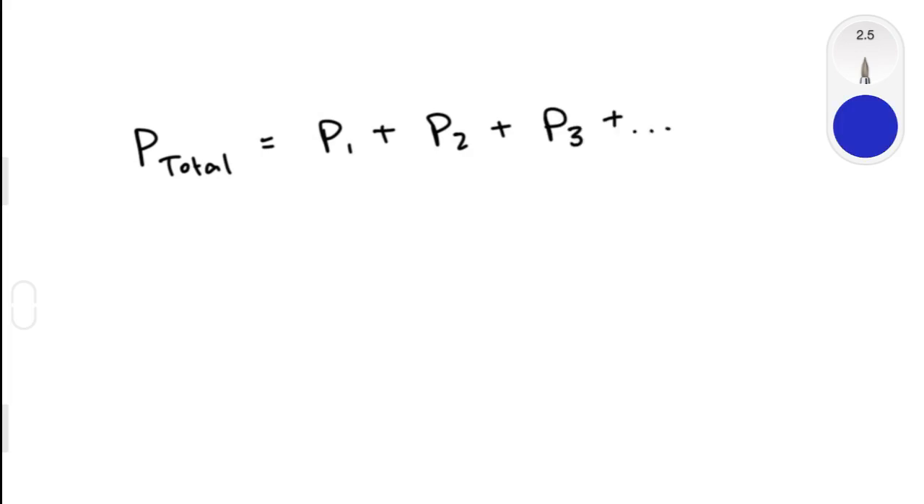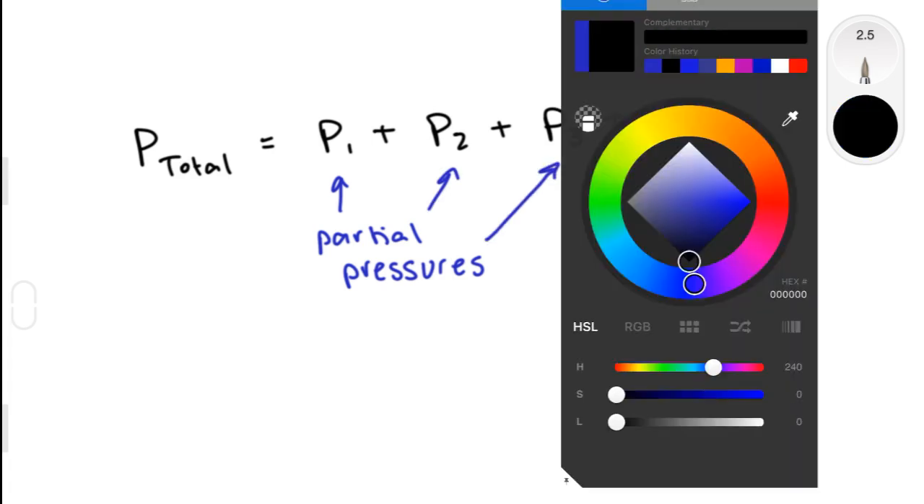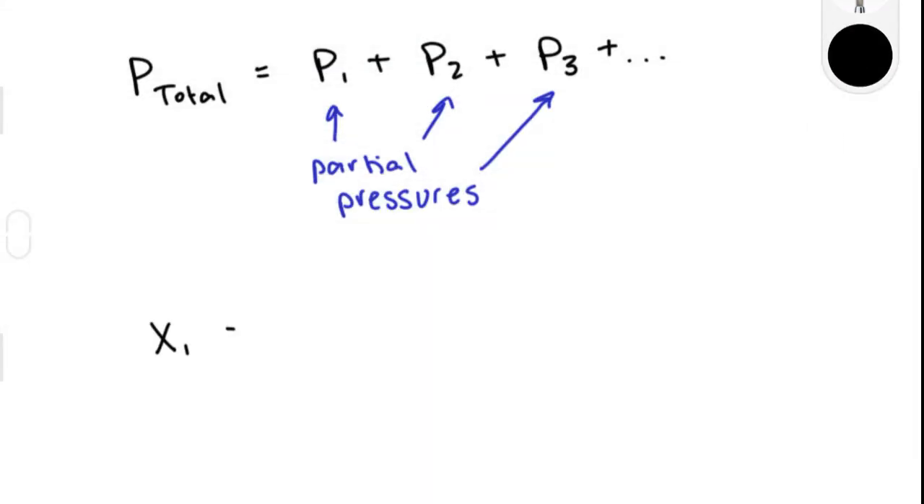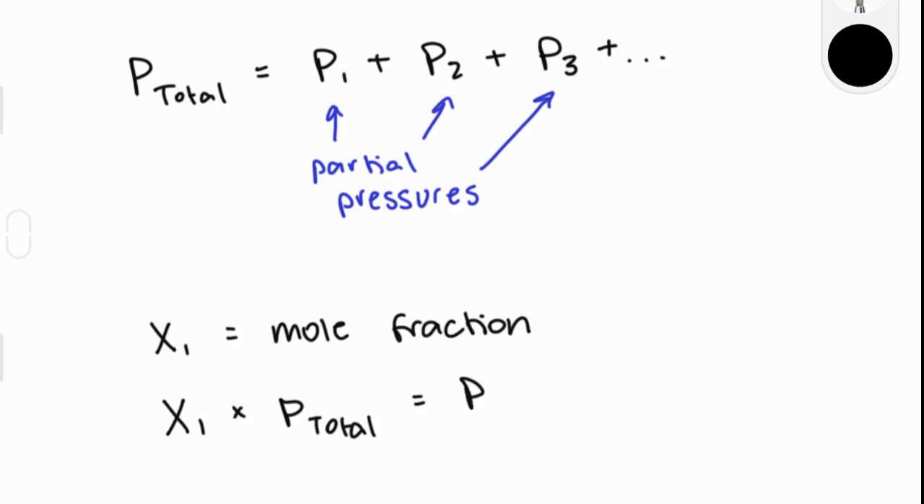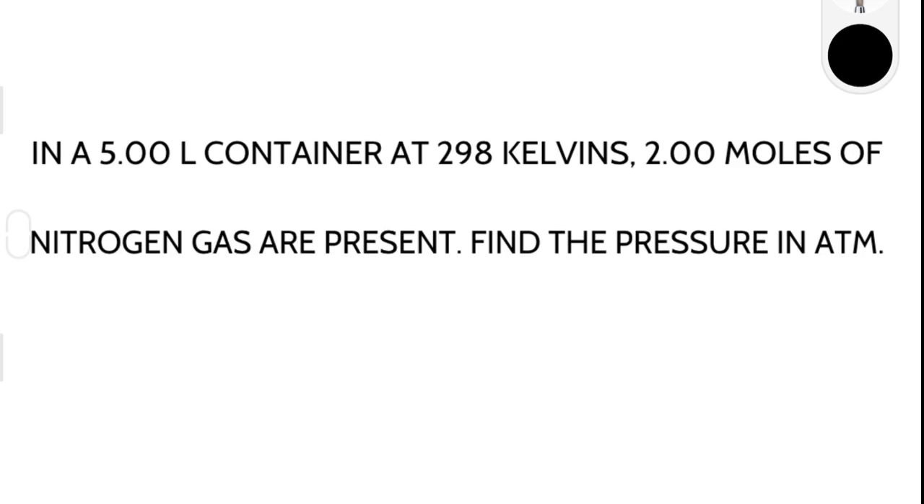One final law to keep in mind is Dalton's law, which states that in a mixture of gases, the total pressure is equal to the sum of the partial pressures of the component gases. To find partial pressure, you can take the mole fraction of the gas, which is the moles of one specific gas divided by moles of the total gas mixture, and multiply that by the total pressure. Okay, now we know all of the gas laws.